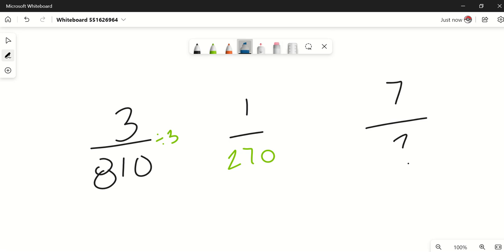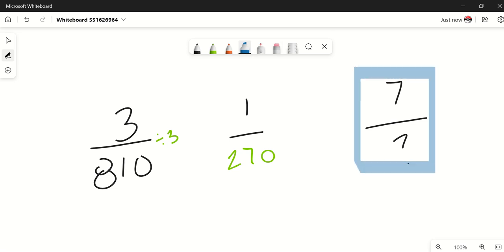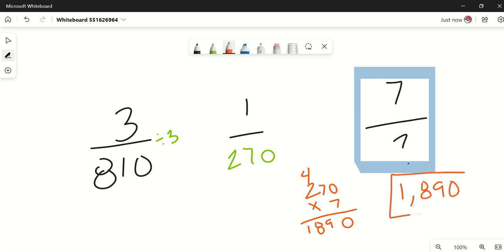If I'm having 7 scoops, it's going to be 270 times 7. 7 times 0 is 0. 7 times 7 is 49. Carry the 4. 2 times 7 will be 14, plus the 4 will be 18. So 1,890 calories would be in 7 scoops of ice cream. And that's it.